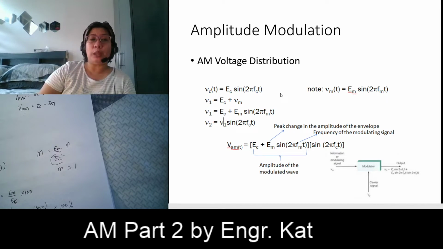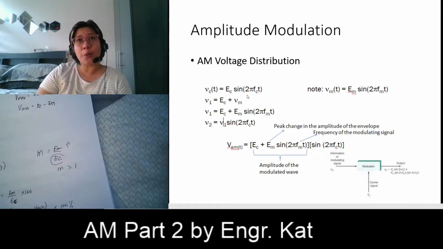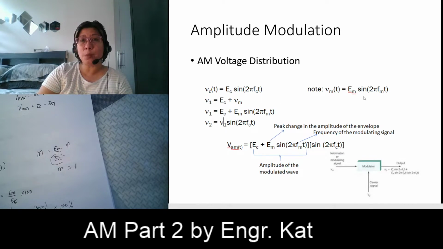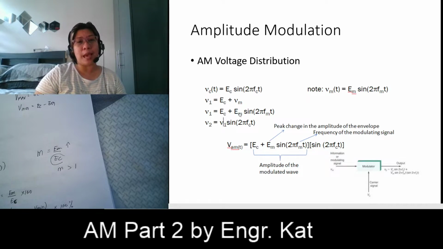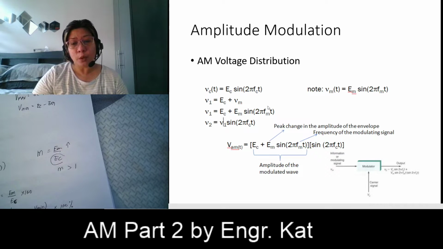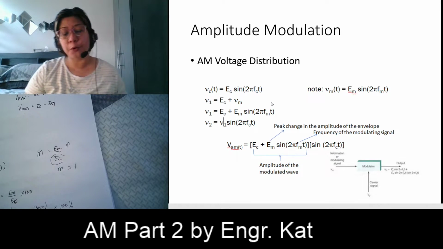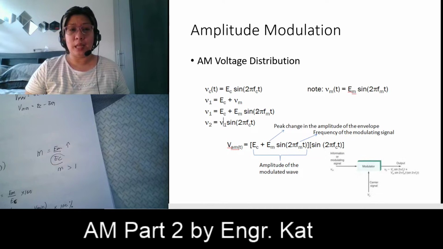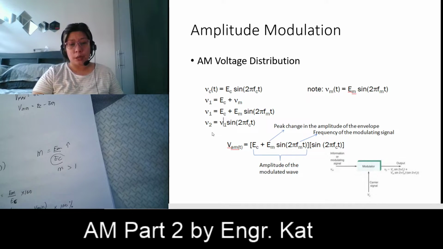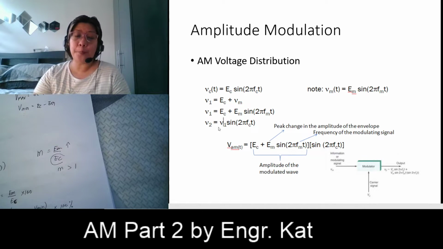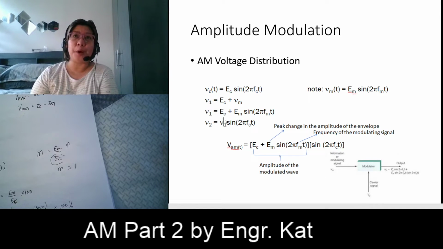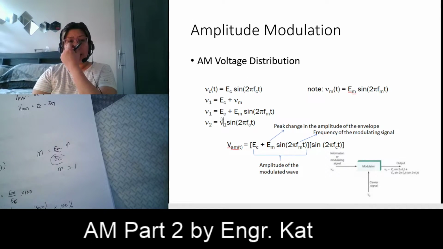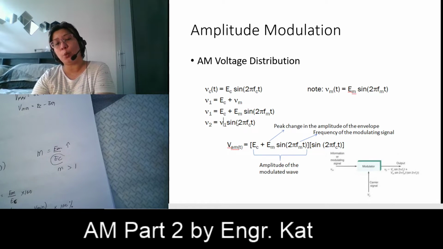So technically, what is our VM? That is our whole modulating signal. It is varying with respect to time, so it is changing. So we have here your EC plus the varying, or the instantaneous, value of your modulating signal. Your V2 here is the complete modulated waveform, and your V2 is equal to V1, which is this one.